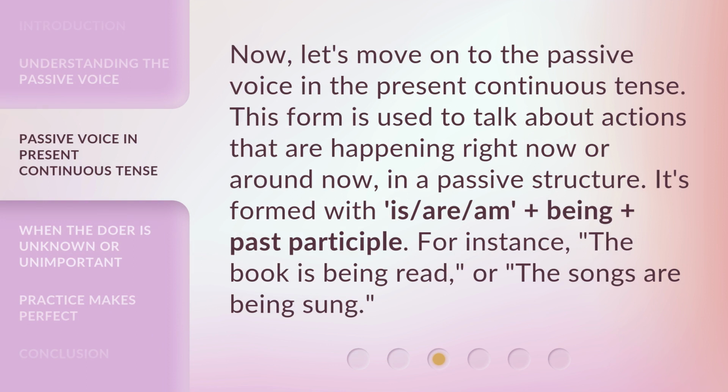Now, let's move on to the passive voice in the present continuous tense. This form is used to talk about actions that are happening right now or around now, in a passive structure. It's formed with is, are, am, plus being plus past participle. For instance, the book is being read, or the songs are being sung.